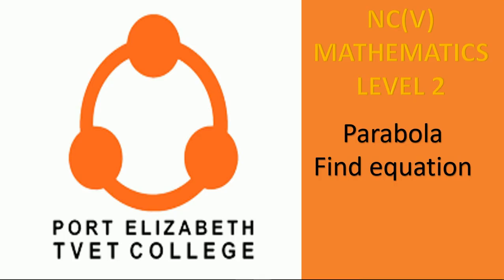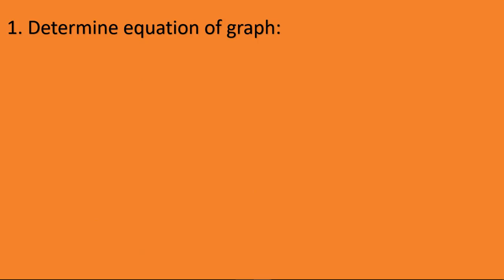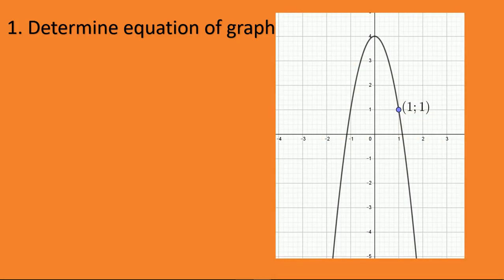Today we are looking at finding the equation of a parabola, and as in the previous, we need to be given information. In my first question, I'm given a graph and asked to determine the equation. The graph is drawn, and on the graph I can see that the parabola is turning at point 4 on the y-axis, and a point is given to me, (1; 1). So what I know at this stage is that this is a turning point, and this point represents my q value.